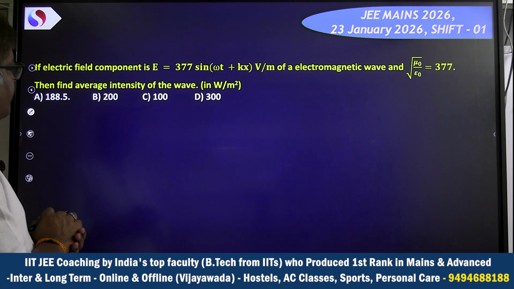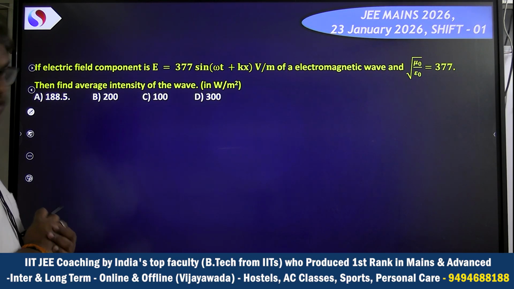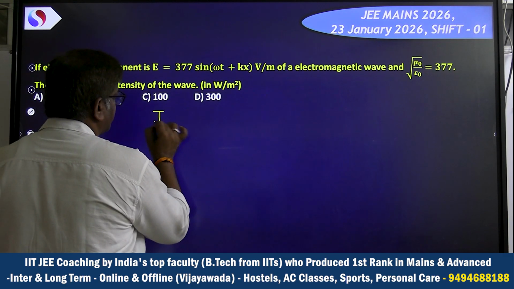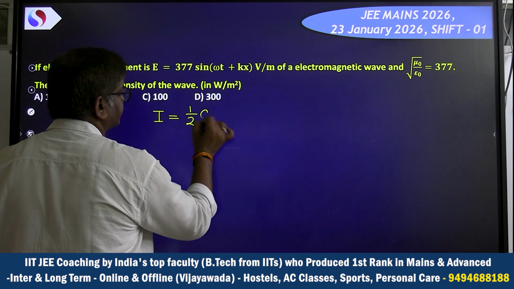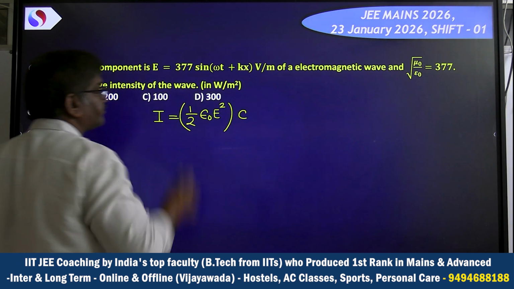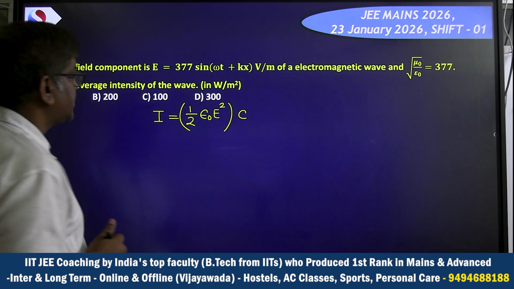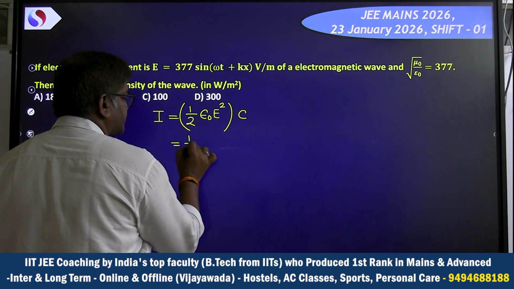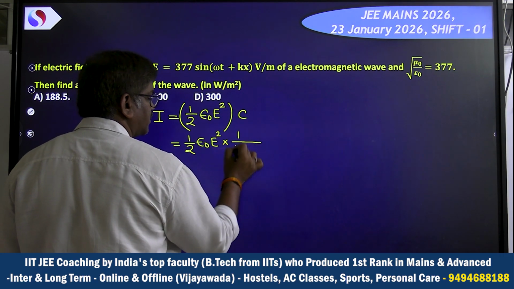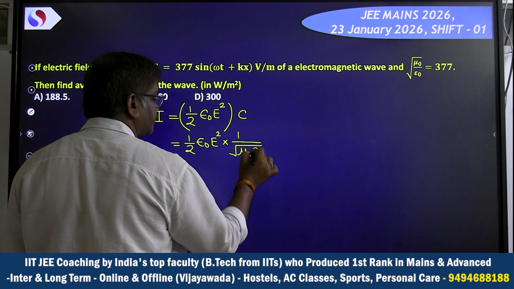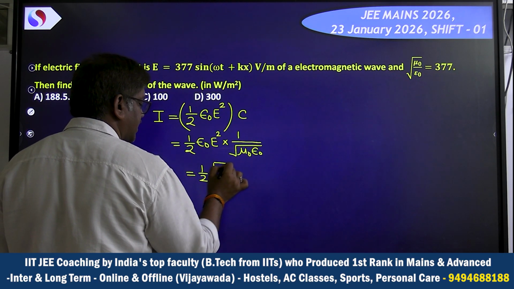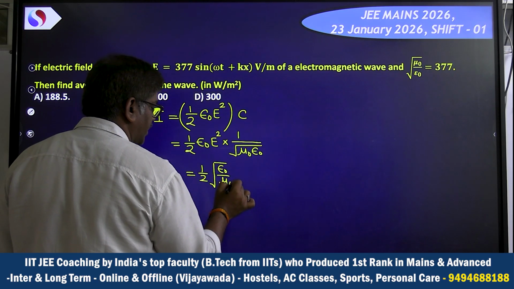Next one. Find out the average intensity. From EM waves, in almost every test, one question is coming. So what is the intensity formula? Average energy density multiplied by velocity, which is C. So half into epsilon naught into E square. Now the speed of light you can write as 1 upon under root of mu naught epsilon naught. So this is going to be half into under root of epsilon naught by mu naught into E square.